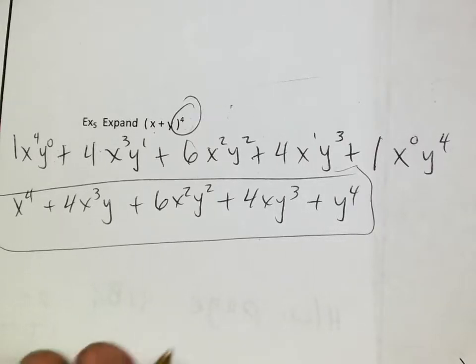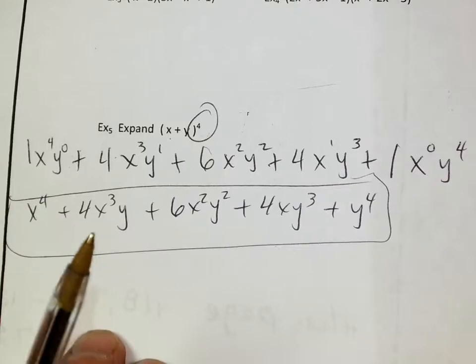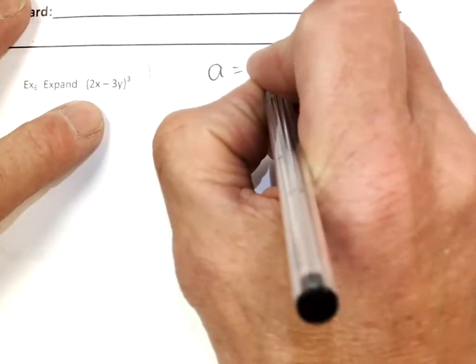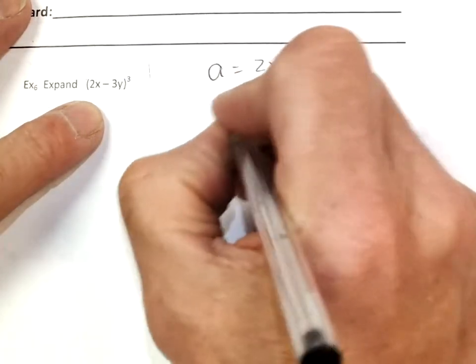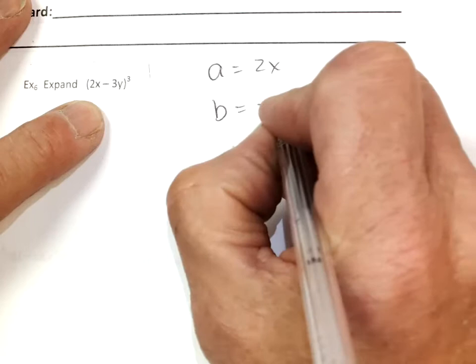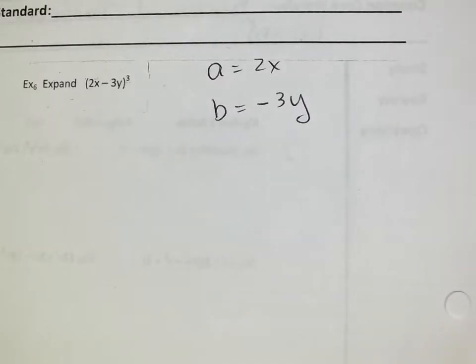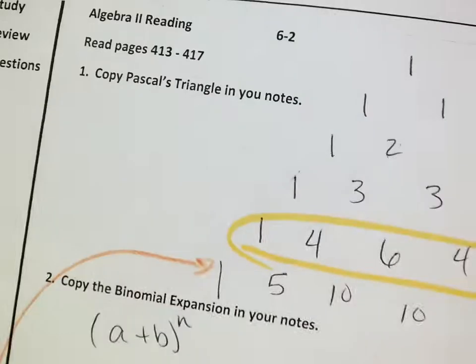Now, the next one, we have to be really careful on what we keep track of. So, are you ready to turn the page? And we'll come back to these, okay? Now, so this one's to the third power, but we've got some extra stuff. So before we do anything, I want you to look at this. We're going to let A be 2x, and B be negative 3y, okay? So instead of A's and B's, remember that we did the A's and B's, right?